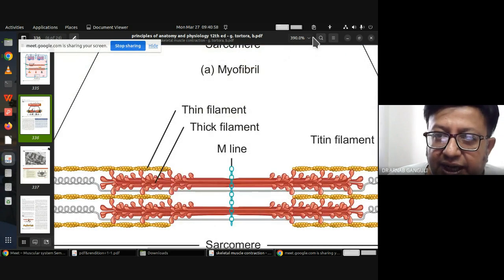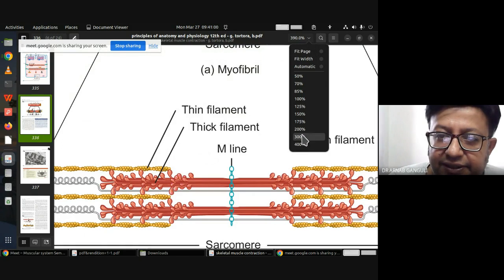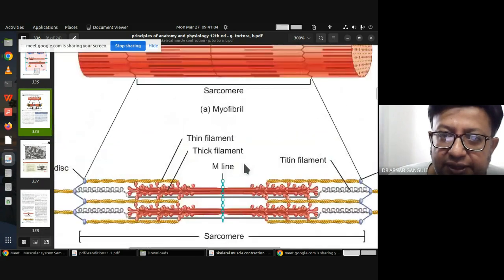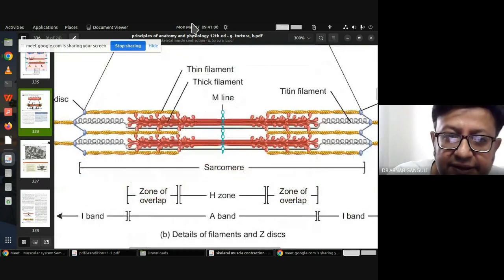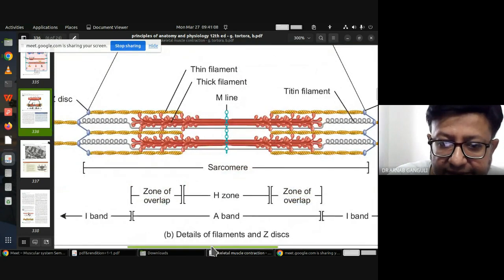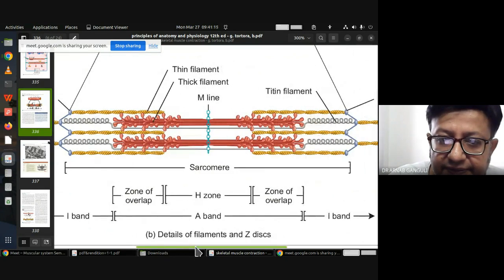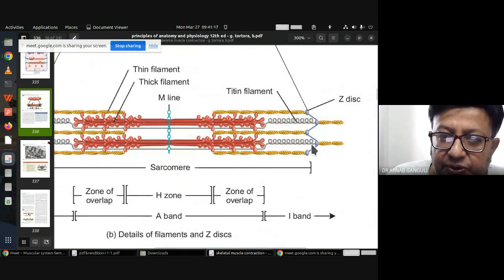Now, if you see the ultrastructure of this, this is the Z disc. It's basically a protein. This is a protein. So you have the thin filament, and in between you are seeing the thick filaments.